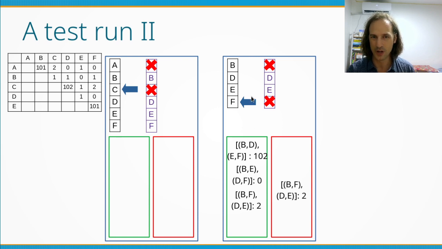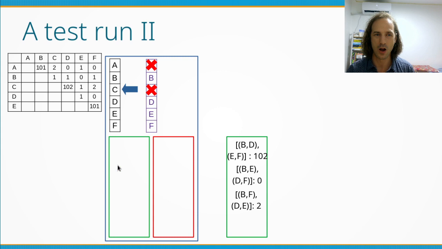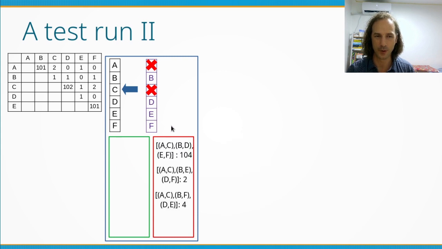And because we reached the end of the list here, this function will just simply return this list to our original function, who will be able to add A and C to this. So A and C was 2. So the ACBDEF pairing will be 104. The ACBEDF pairing will be 2.